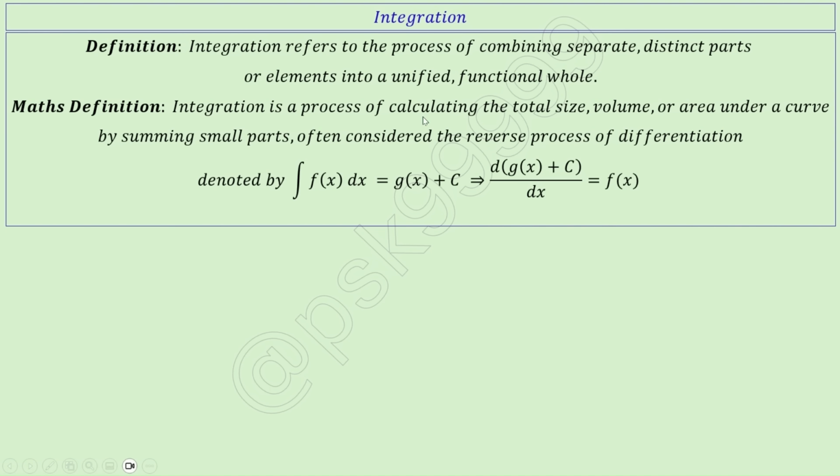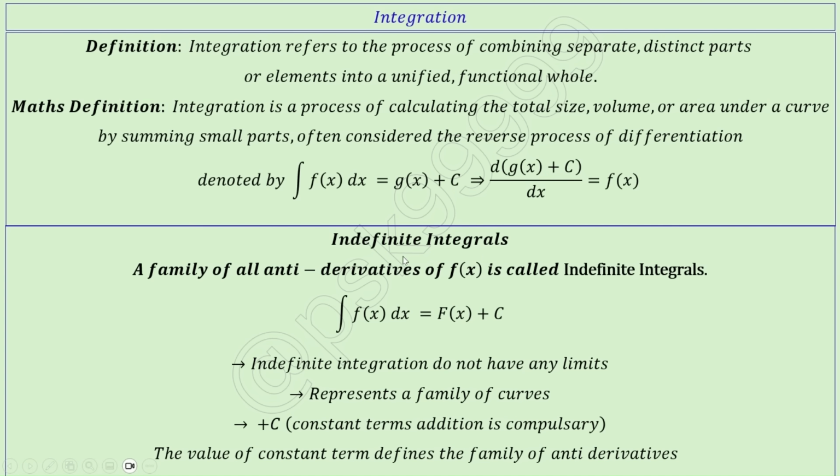And the maths definition: integration is the process of calculating the total size, volume, or area under a curve, by summing small parts, often considered as the reverse process of differentiation. This is how we write the notation, I will explain the notation later: integration of f of x dx is equal to g of x plus c. This implies, if I differentiate both sides, I get f of x, and this is nothing but the differentiation of g of x plus c. C is a constant, so you will anyway get 0 with respect to x, which is equal to f of x. That's the integration definition in mathematics.